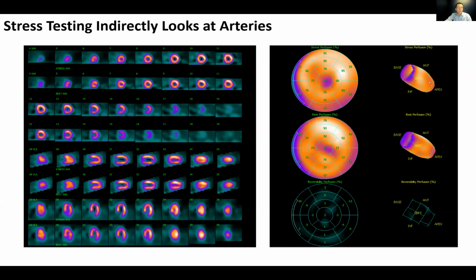I like to show this just about what stress testing does, and stress testing indirectly looks at the arteries. The cases shown before directly look at the arteries. We know what we're dealing with. We know what the patient needs to have right now, and we know what they need to do to prevent future heart disease episodes.